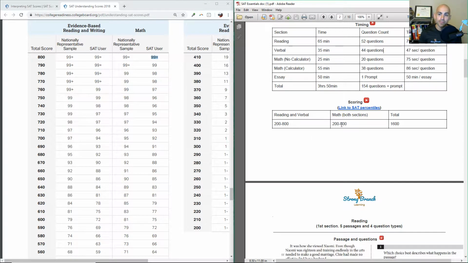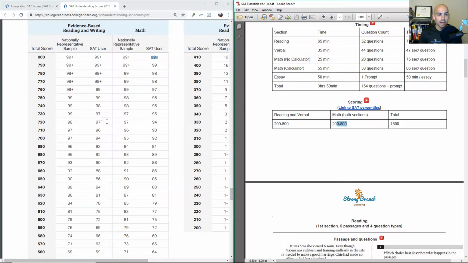If you want a perfect math score, that means that both on the no calculator and the calculator section, you got 20 right on the first one, 38 correct on the second one, giving you a total of 58 total questions correct. The score for math is also combined to be 200 to 800. So you take those two groupings and they combine to become 1600, a perfect score, 99 percentile.